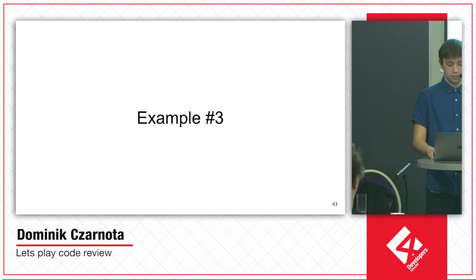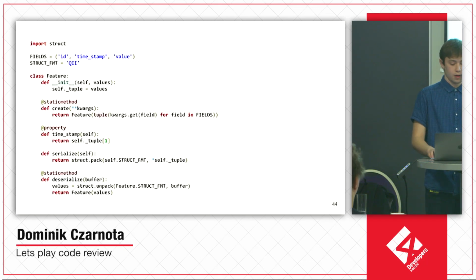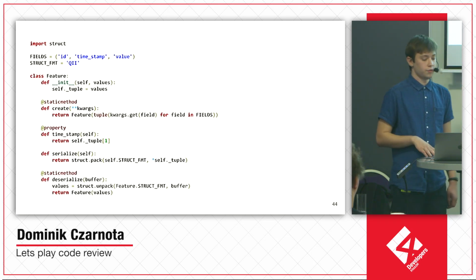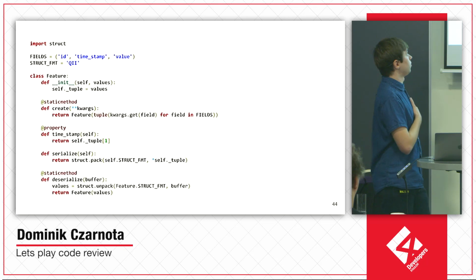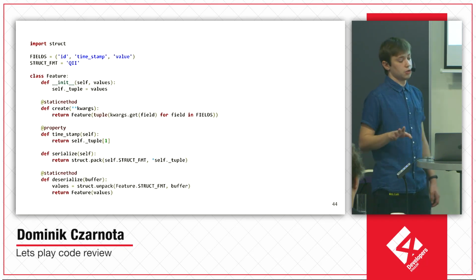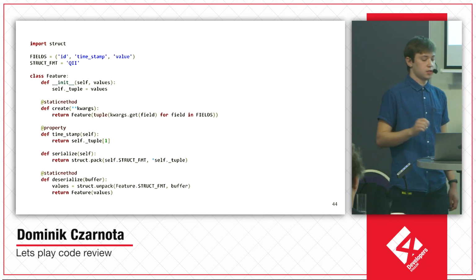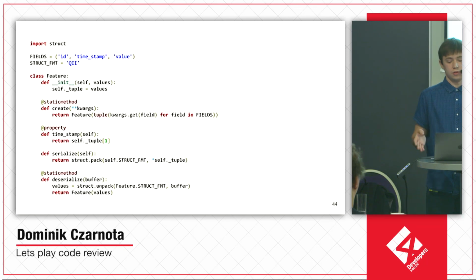Okay, let's go further. So we have code like this. First of all, this is a class Feature. This feature is, for example, some AI feature that you would use in some data science work. And the thing is that you want to serialize and deserialize it so that you can send it to some other component, because you might not want to do everything with it inside of Python.